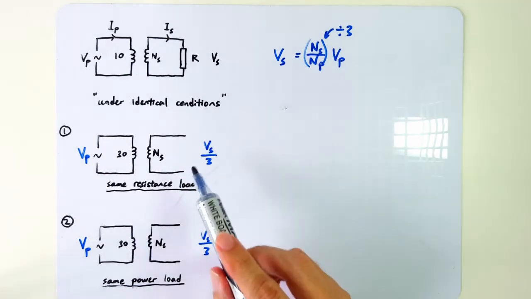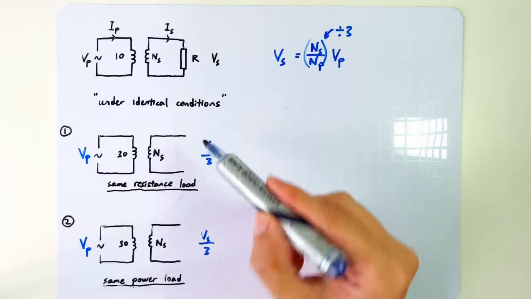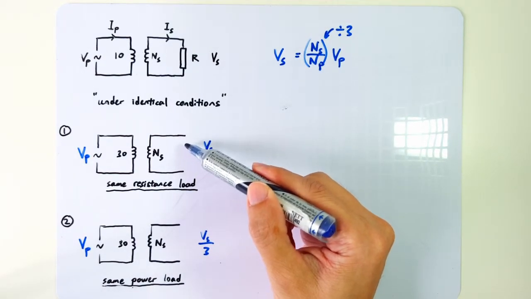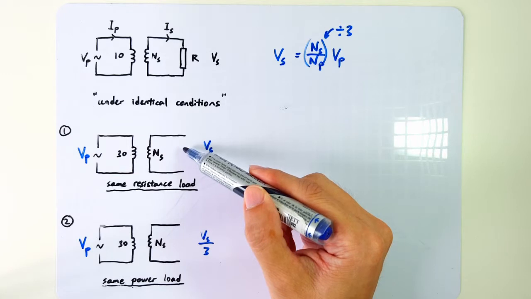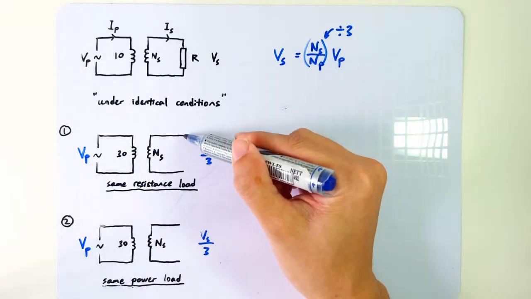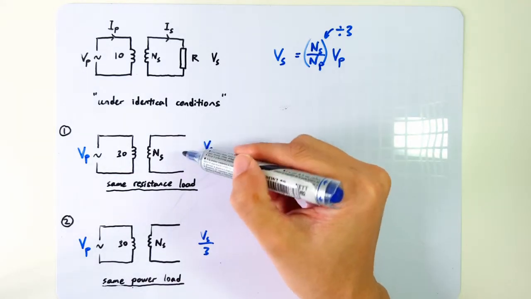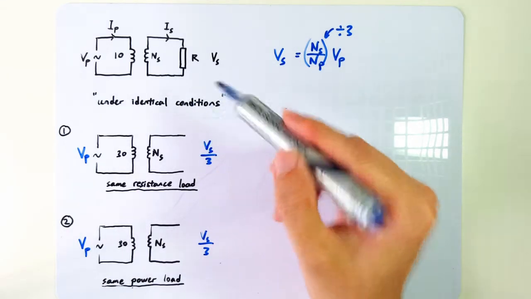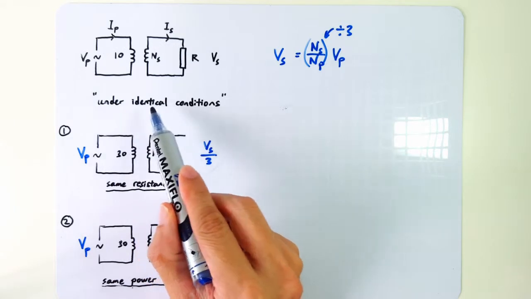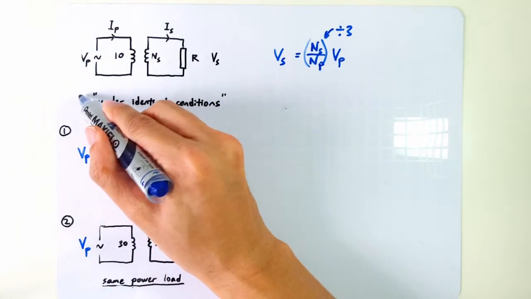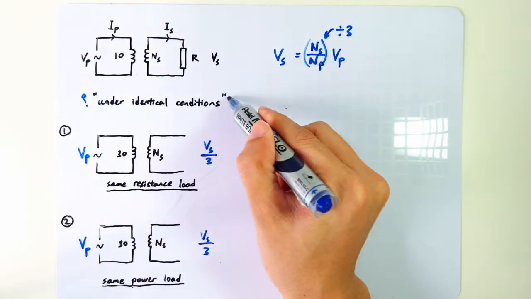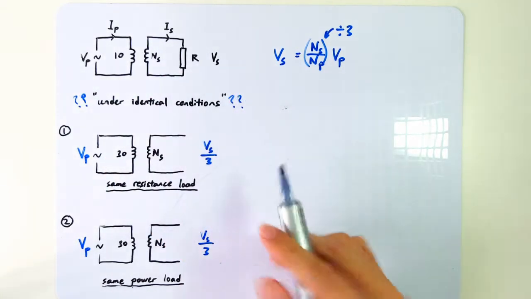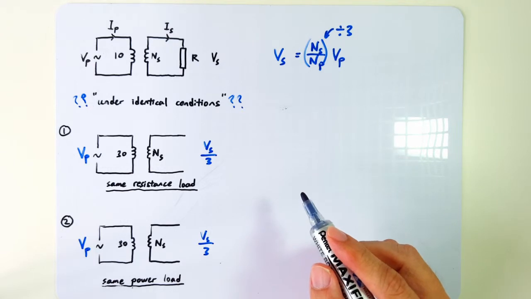Now this is the part where the question is totally unclear, because what will happen to the secondary current will depend on the resistance or the load that the transformer is operating under. So what exactly does "under identical conditions" mean? There are actually 2 interpretations, and I'll show you that each interpretation will give us a different outcome.